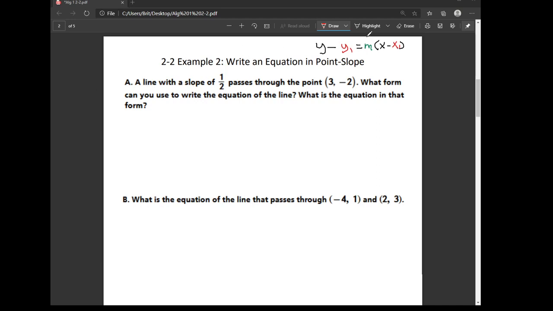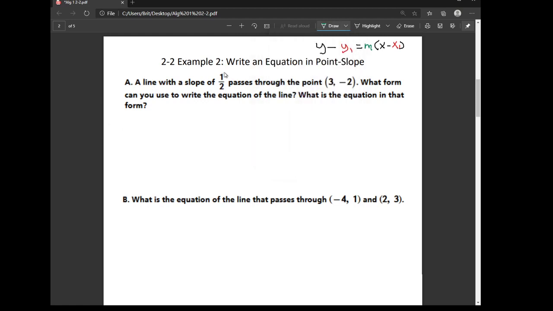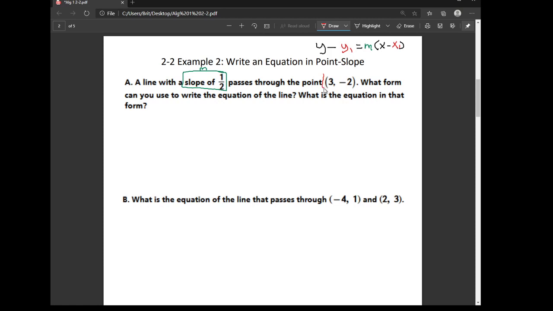So here in example A, we are given a line with a slope of 1/2, okay, so that's my m value, that passes through this point right here. So here's my x1 value and my y1 value. So it says, what form can you use to write the equation of the line? Well, I'm given a point and I'm given a slope, so the answer to that is the point-slope form. And then it says, what is the equation in that form?